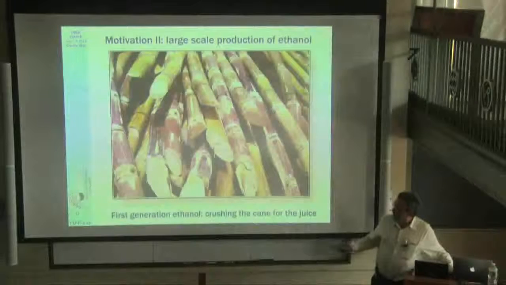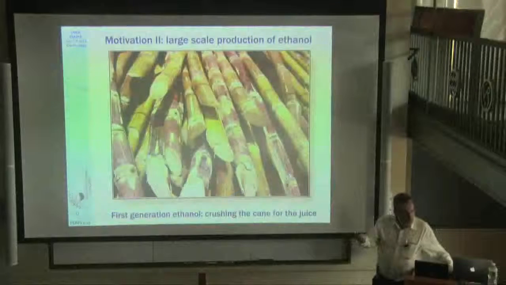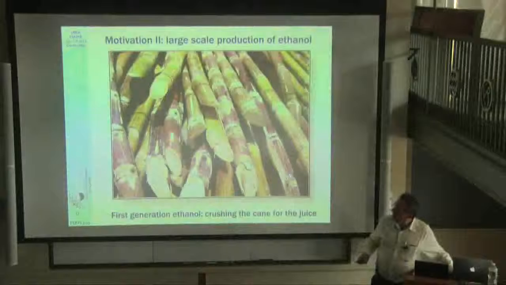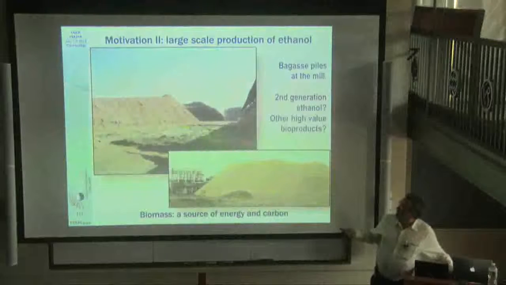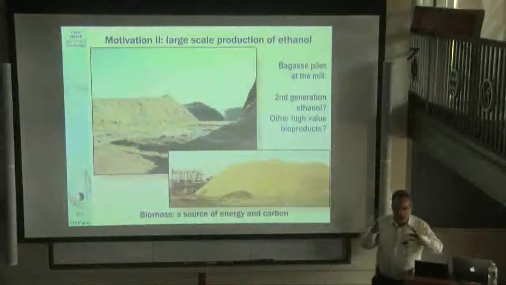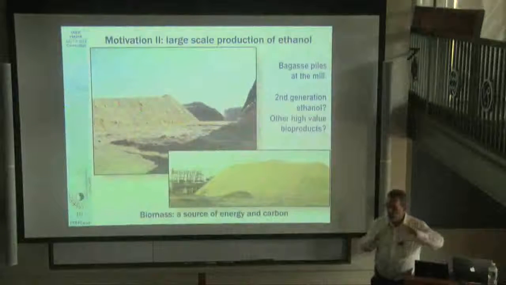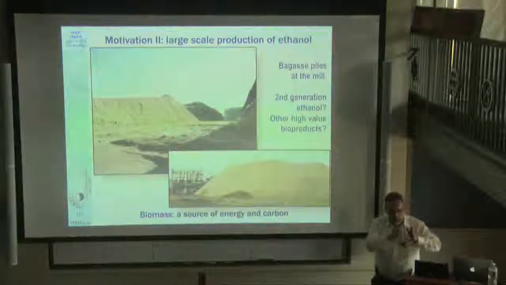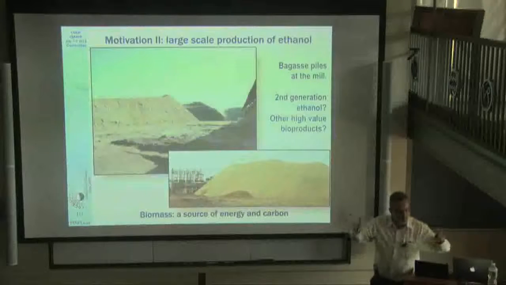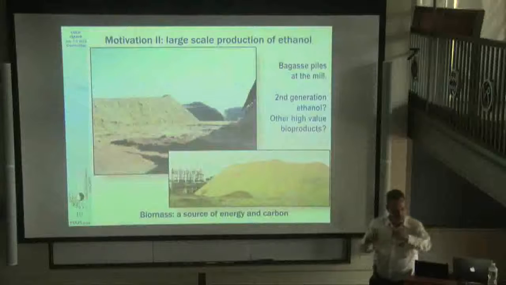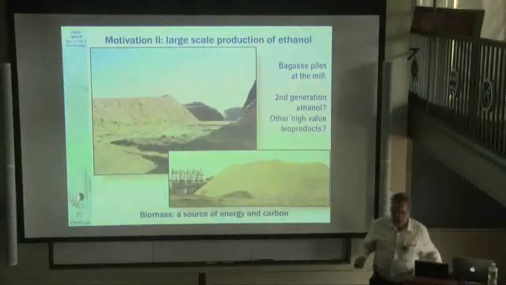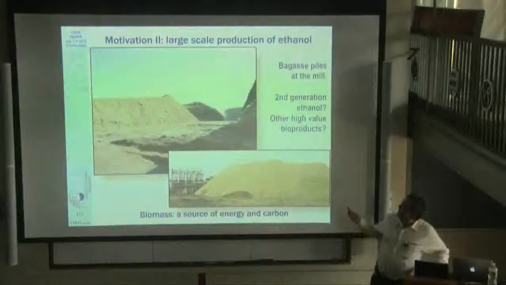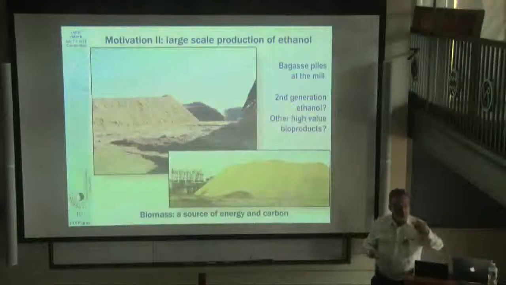The first generation ethanol was done by crushing the cane, using the juice, and then producing ethanol. A second generation would be to get these big mountains of biomass and separate the cellulose. Cellulose are polymers with a lot of sugars, and learn how to break them down. More sugars, more ethanol per hectare, that's a good business. And on top of this, the question is, can you make other byproducts with higher values?